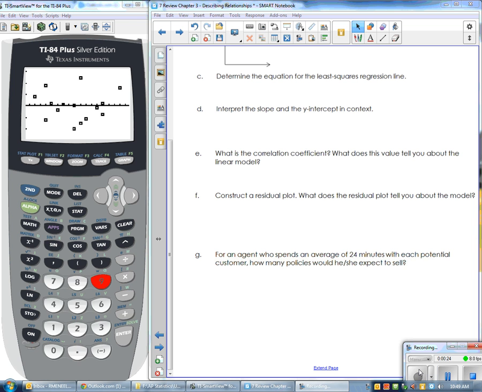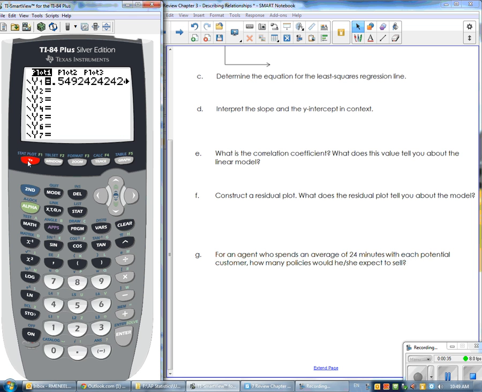So I still have the residual plot on my calculator, even though with whatever the malfunction was, it deleted everything that I had written for the problem. And so on my calculator, I also have the regression equation saved in y equals. So if I want to determine the expected number of policies to sell, we know that 24 minutes per customer is going to be an x value. So if I let x equal 24, there are several different ways that I can plug this in to determine the value of y, or predict the value of y.